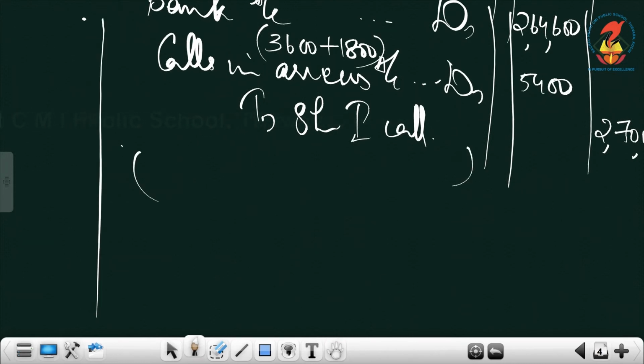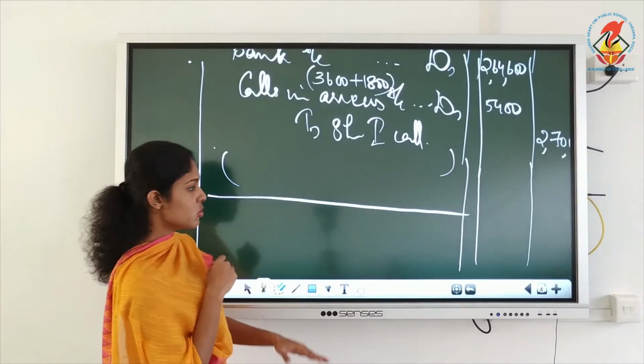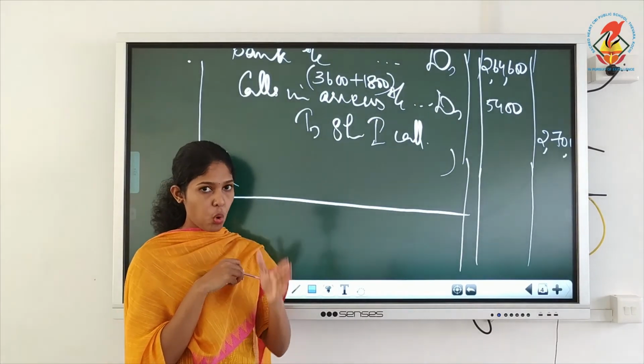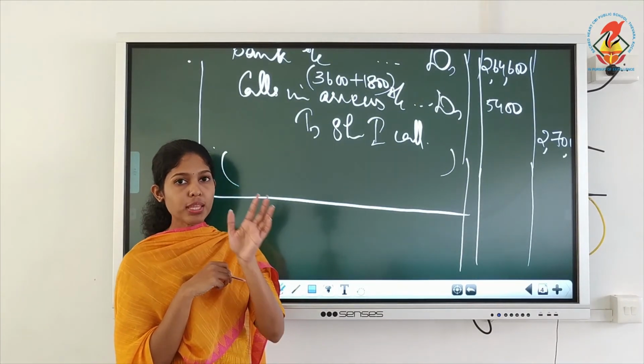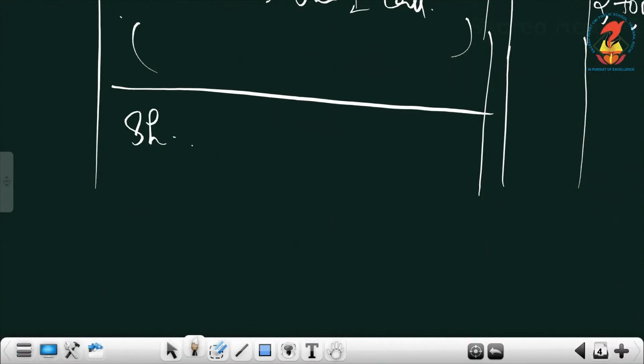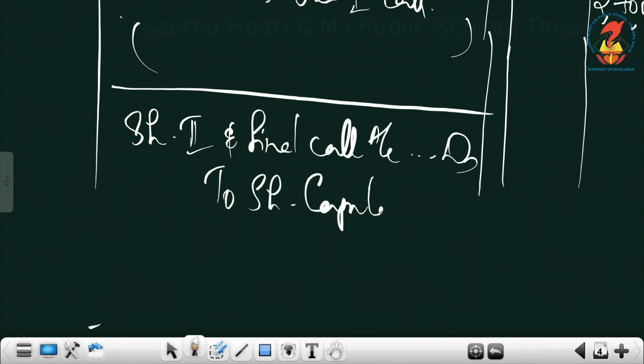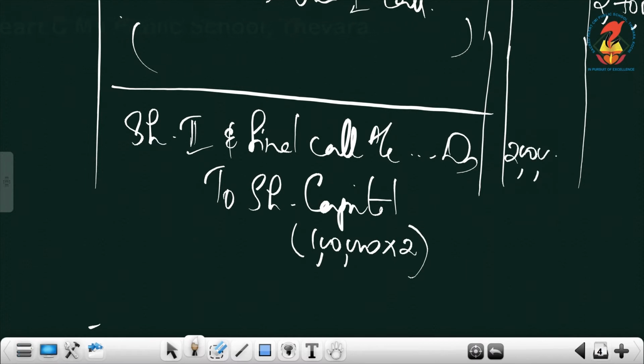Next, see whether the company is making a second call. Yes, the company is making a second call also, but for the second call we don't have any prorata, but there are calls in arrears with the second call also. So we will write the second call entry, share second and final call account debtor to share capital. It is 1 lakh into what is the second call per share? 2 per share. So that is 2 lakhs.